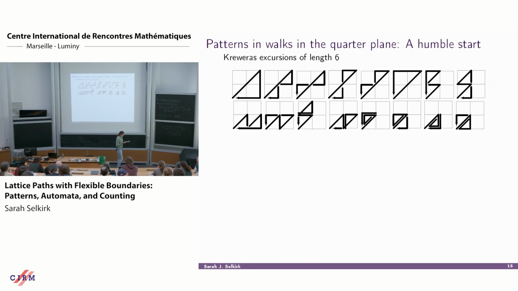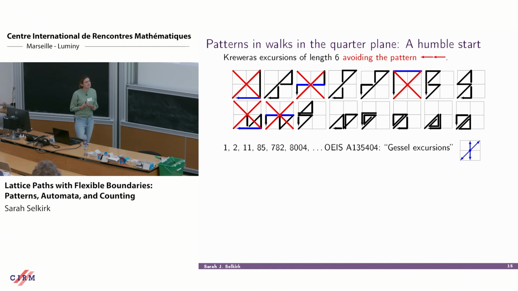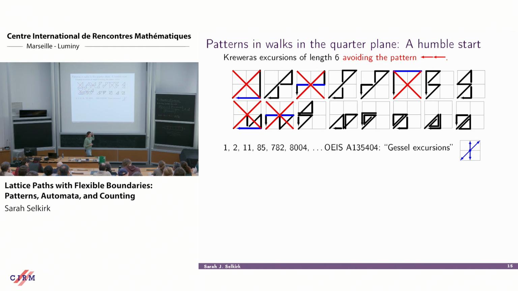So we could just do some computer experiments, yeah? So we have Crevasse walks, we choose some pattern, we forbid this pattern, and we count how many of these occur. So let's just choose an arbitrary pattern, west-west, and we count how many of these occur, and the sequence, as we start to count, is looking a lot like Gessel excursions, okay? So for those of you who don't know, Gessel excursions are another type of walk in the quarter plane. It's another algebraic model. It's been quite a popular one. There were difficulties in trying to prove that it was algebraic.